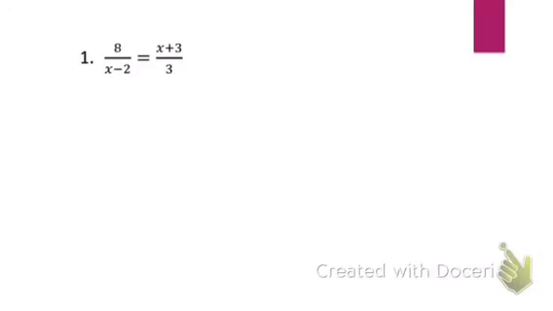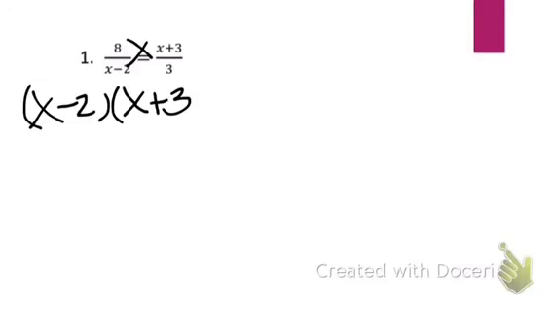This does not have adding or subtracting, so this is the fun one where I get to just cross multiply, okay? When I cross multiply, it doesn't matter which side I start with, but I'm going to do (x - 2)(x + 3) is equal to 24. This one's nice because I do not have to worry about finding your least common denominator, all of that.